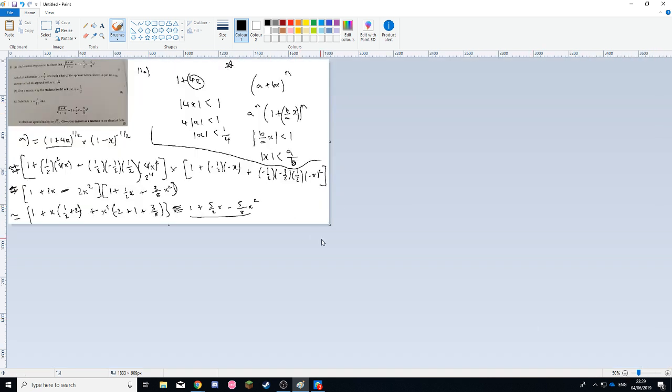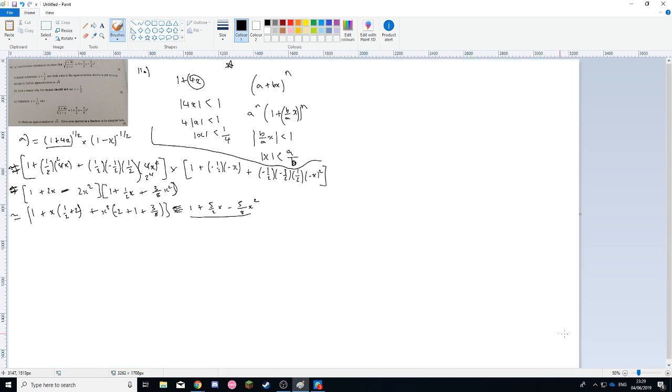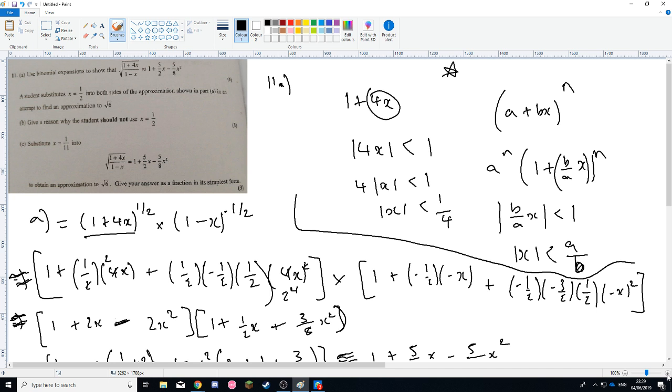Okay, I want to stretch this out. Give a reason why the student should not use x equals half. Okay, so I went over this. This is basically part B. This is the reasoning that we don't want this 4x to be the issue. Minus x is fine. This is saying that mod of minus x has to be less than 1, and mod of minus x is the same as mod of x.